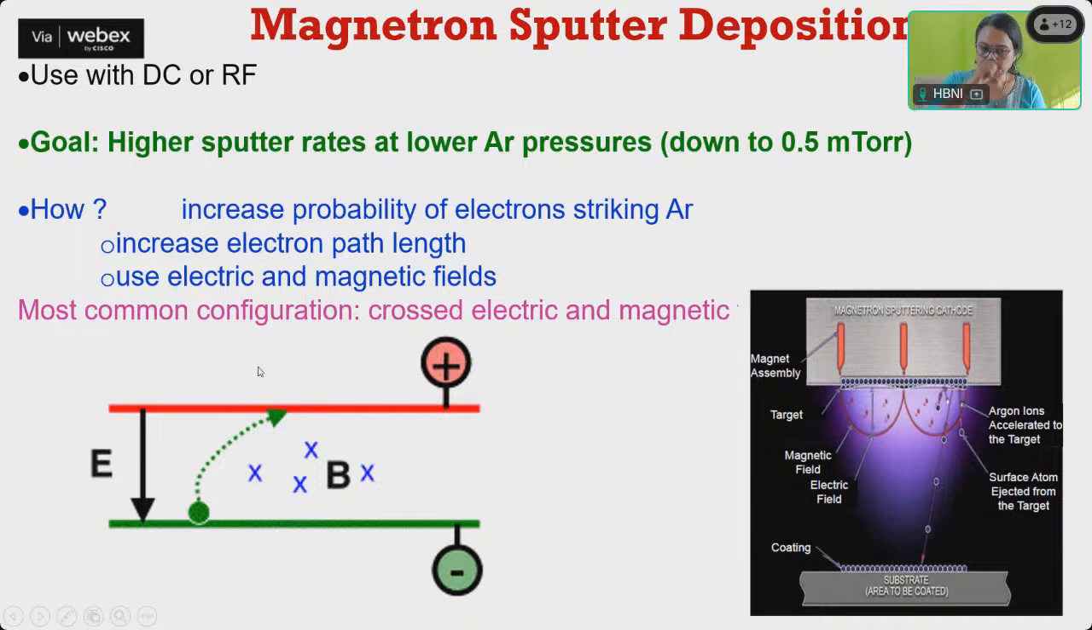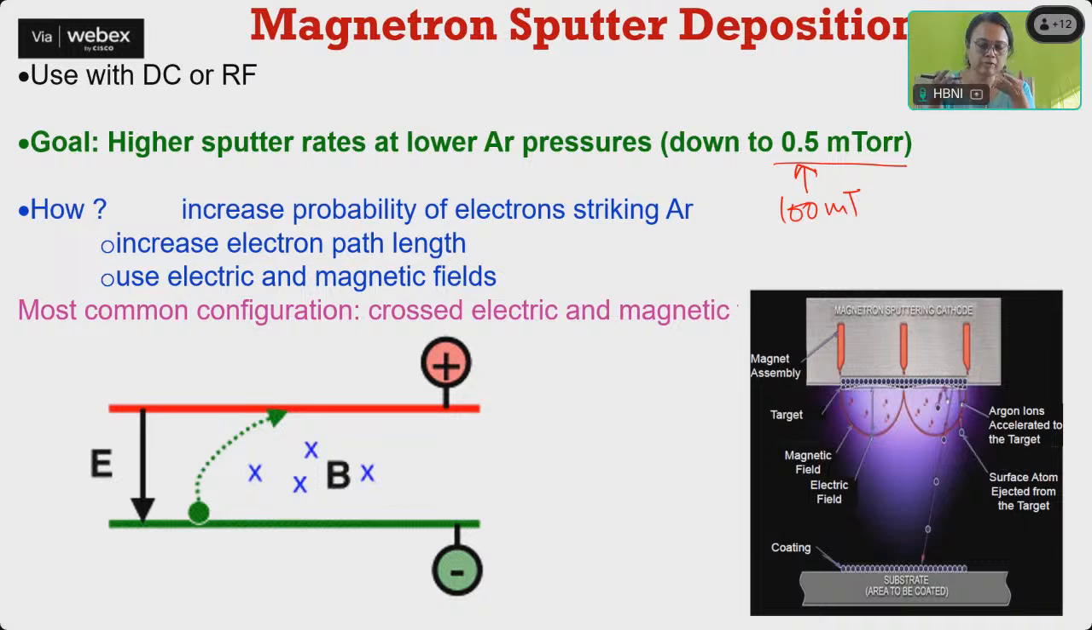Now there is something called magnetron sputtering. So we are using a magnet here. Why are we using the magnet? It can be used with both DC or RF. In both we can put the magnet. The goal here is to have a high sputter rate at low argon pressure. So from 100 millitorr we can go as low as 2.5 millitorr.